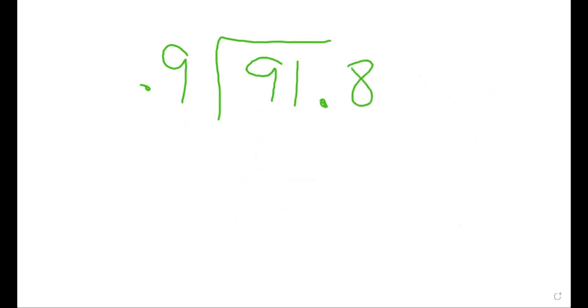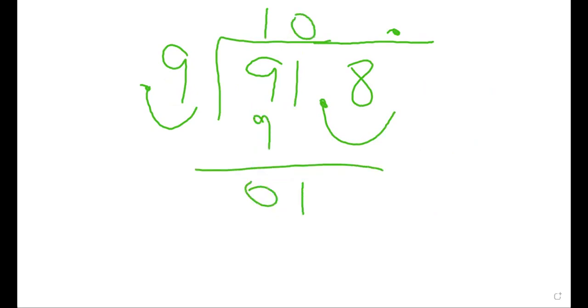Okay, let's try another one. Let's say I have 0.9 and 91.8. Okay, so once again, you want to move the decimal over first. So now it's here. 9 goes into 9 one time. 9 can't go into 1. So 9 goes into 9 one time with 0 left over. 9 can't go into 1. So I need to bring down this 8. Add a 0 there, which I did. 9 goes into 18 twice. The answer to this is 102.